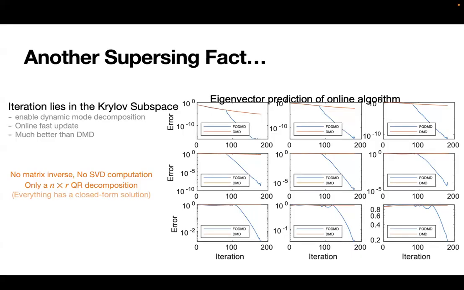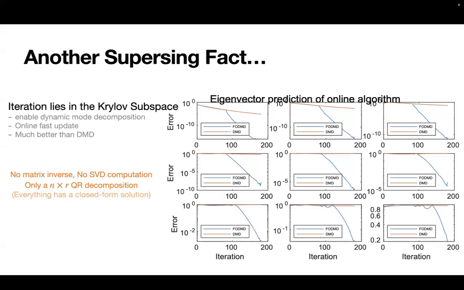The second good thing is that in our new equation, although there is a matrix inverse, we do a clever thing: we compute the orthogonal basis for the modes. Then we only need to do a QR decomposition, with no matrix inverse and not even an SVD computation. If you want to rerun dynamic mode decomposition, you need to rerun a heavy SVD over all your data, right? But in our computation, we have no matrix inverse and no SVD.